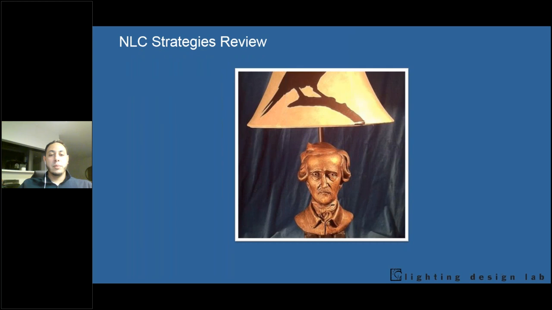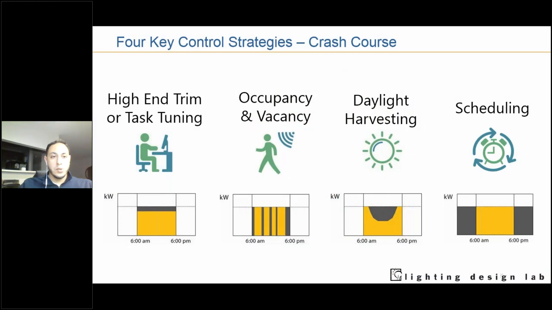We talked a little bit about the technical terminology, components and architecture of power over Ethernet devices and systems. Let's talk about what they can do when it comes to network lighting control strategies. These are 4 key strategies that we can achieve with PoE lighting. It's going to be a quick review, just to ensure that we're all on the same page.